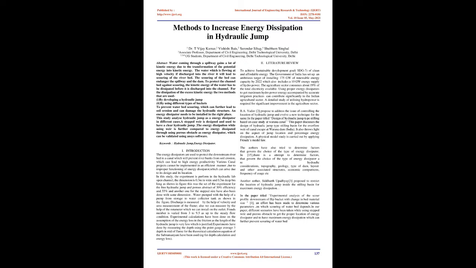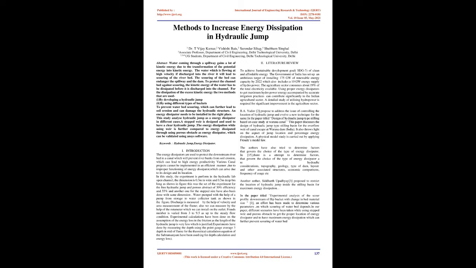To prevent bed scouring, which can further lead to soil erosion and can damage the hydraulic structure, an energy dissipator needs to be installed in the right place. This study analyzes hydraulic jump as an energy dissipator in different cases. A stepped weir is designed and used to have a clear hydraulic jump. The energy dissipation while using the weir is further compared to energy dissipated using a porous obstacle as energy dissipator, which can be validated using ANSYS software. Keywords: hydraulic jump, energy dissipator.